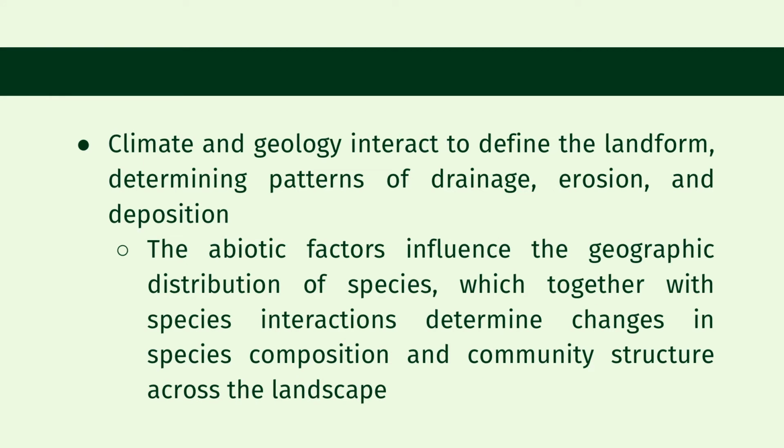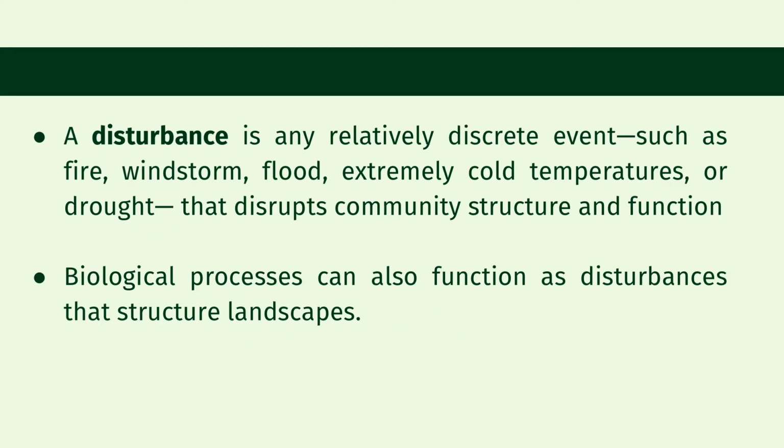Climate and geology interact to define the landform, determining patterns of drainage, erosion, and deposition. These abiotic factors influence the geographic distribution of species, which together with species interaction determine changes in species composition and community structure across the landscape. The distinct patterns of communities that we see in the landscape, as well as the species inhabiting them, are heavily influenced by both past and present natural disturbances.